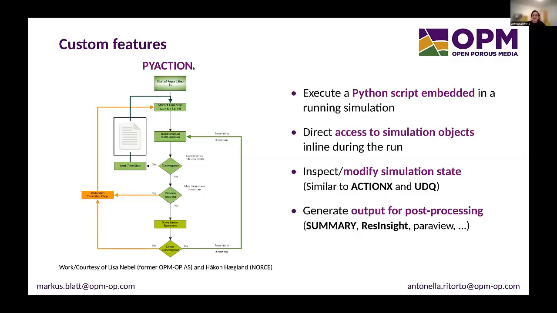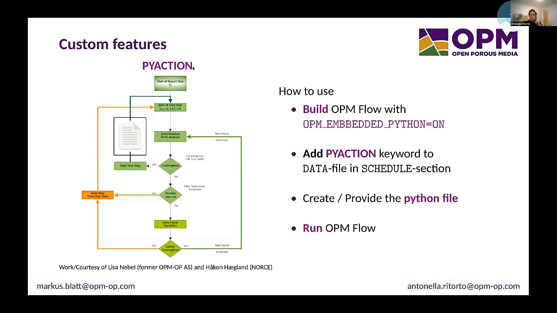And the good thing about having this Python script embedded in the running simulation is that you can access simulation objects and you can inspect or modify the state of the simulation. This is similar to what ACTIONX and user-defined quantities do. And then you can also generate output for post-processing like summary, ResInsight, and ParaView. Maybe on ResInsight, I will mention something in a few minutes. A very nice idea on how to use this. Of course, it's not detailed, and it's not that after my talk you will sit and just use your PyAction keyword, but a brief idea on how to use it.